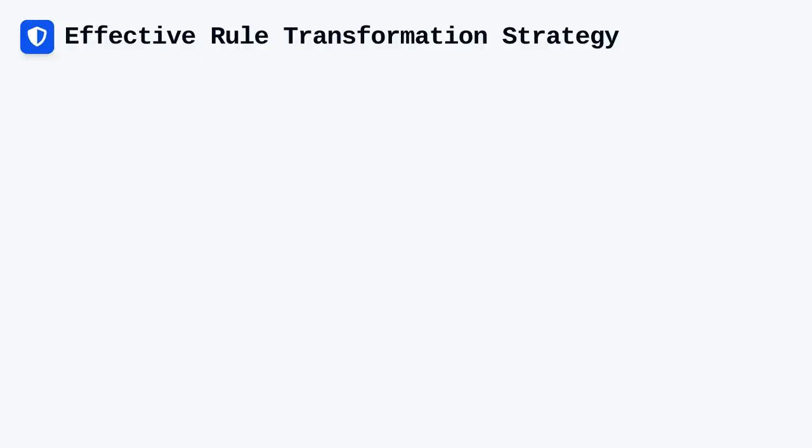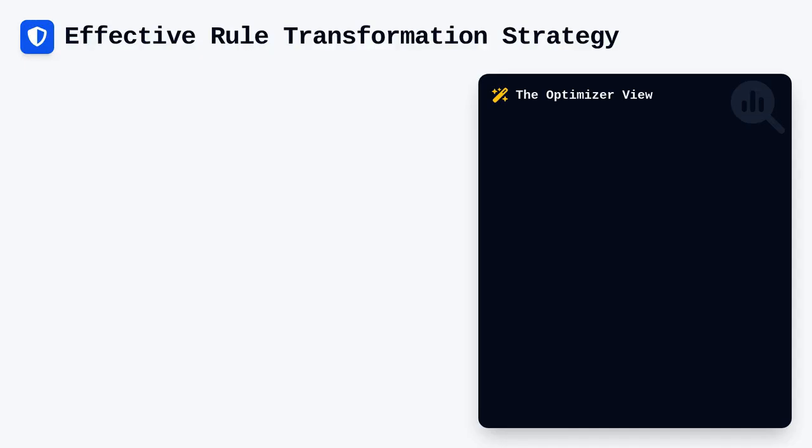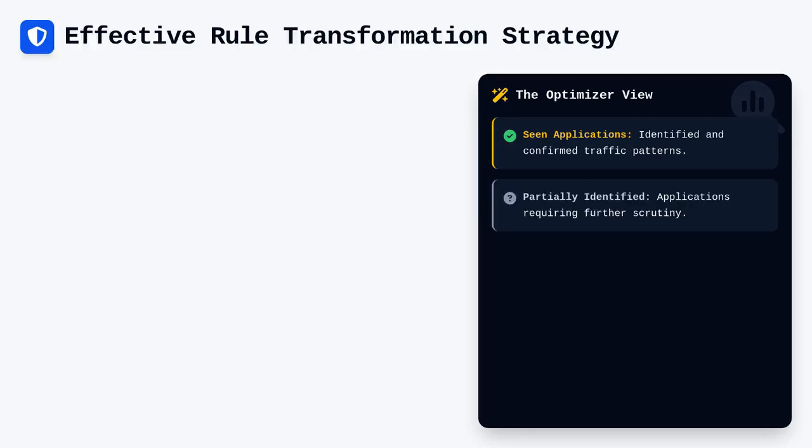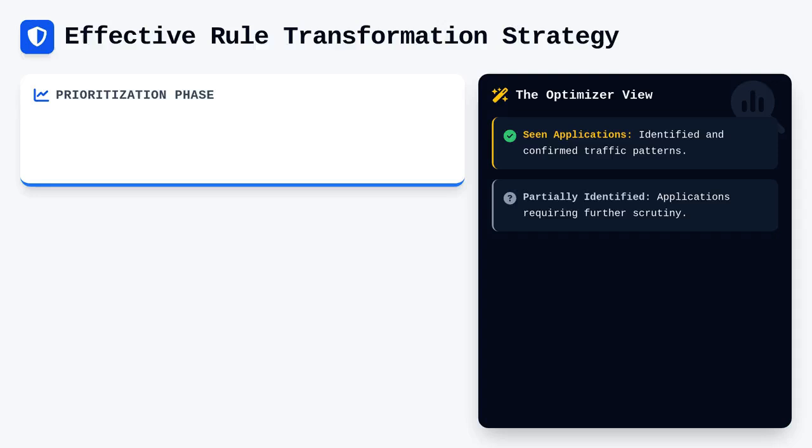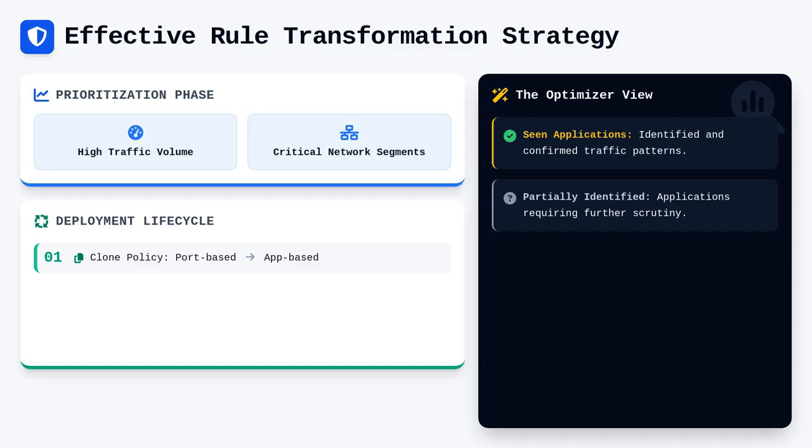When you select a port-based rule within the optimizer, the interface displays a list of applications identified within that rule's current scope, grouped by those that are seen and those that are partially identified. You should prioritize the transition of rules with the highest traffic volume, or those that bridge critical network segments, to maximize your return on effort. You can then use the policy clone feature to create a new application-based rule while keeping the legacy port-based rule as a fallback, which is an excellent way to safely validate changes.